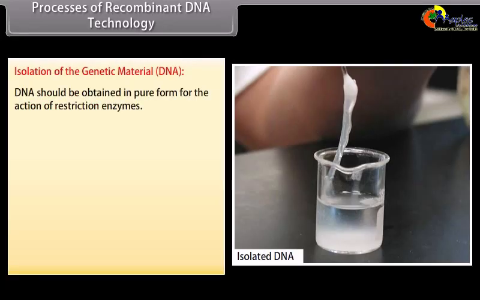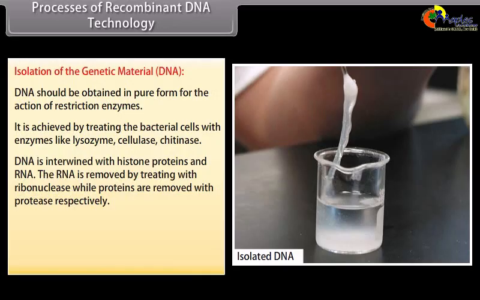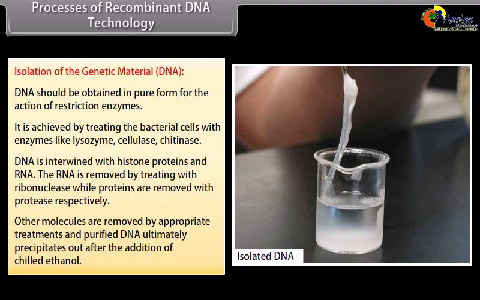DNA should be obtained in pure form, free of the action of restriction enzymes. It is achieved by treating the bacterial cells with enzymes like lysozyme, cellulase, chitinase. DNA is intertwined with histone proteins and RNA. The RNA is removed by treating with ribonuclease, while proteins are removed with protease respectively. Other molecules are removed by appropriate treatments, and purified DNA ultimately precipitates out after the addition of chilled ethanol.